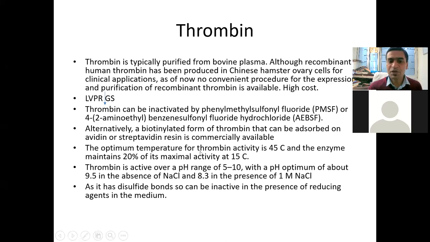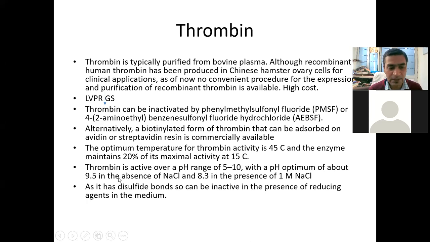So the optimum temperature for thrombin activity is around 45 degrees Celsius, and the enzyme maintains 20% of its maximal activity at even 15 degrees Celsius. So there is a range. You can use from 15 to 45 degrees for the cleavage of your fusion partner. The pH range at which thrombin is active is 5 to 10, normally with the optimum pH of about 9.5 in the absence of NaCl and 8.3 in the presence of 1 molar NaCl. So these are certain chemical conditions for these enzymes.